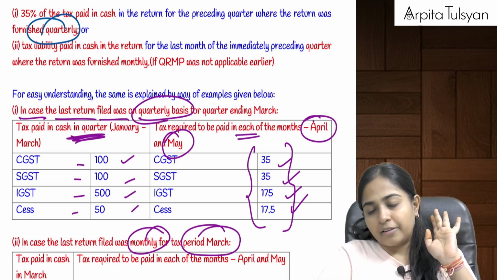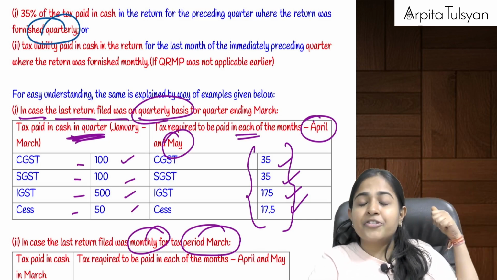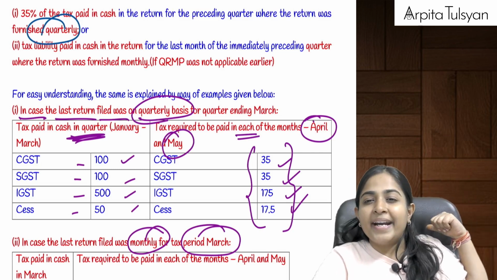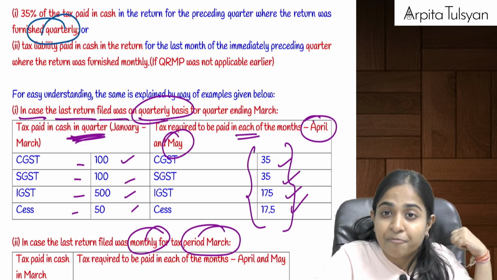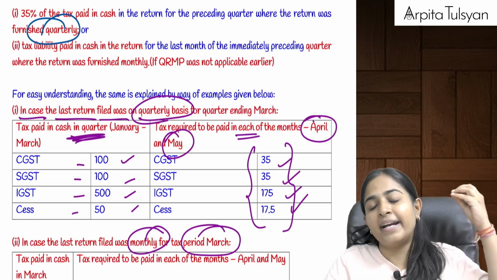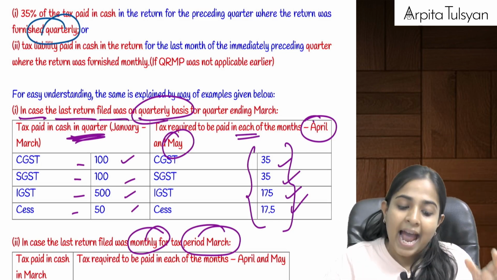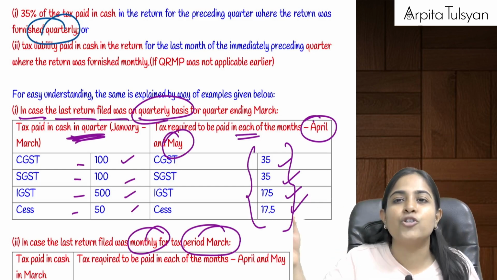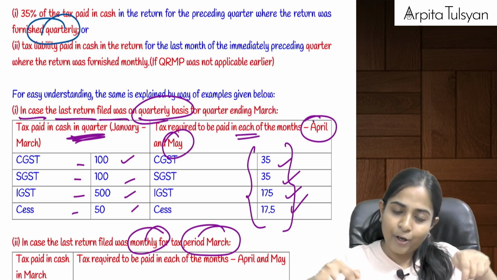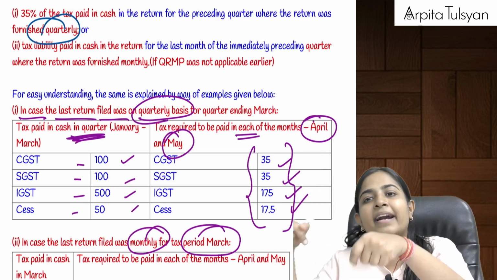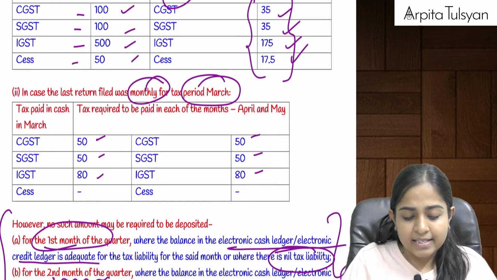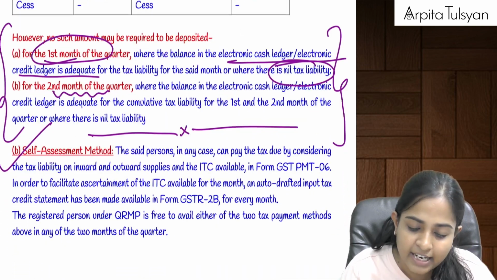That is one method. Or suppose the last return that you had filed was not on a quarterly basis, it was monthly. So whatever tax you had paid in the last month, for example in the month of March, let's say you had paid 100 rupees, then 100% of it has to be paid in each of these months now. The 100 which I had paid in March, the same 100 I am going to pay in April, and the same 100 I am going to pay in May. Are you understanding this? Yes. Examples for that are given in your book.